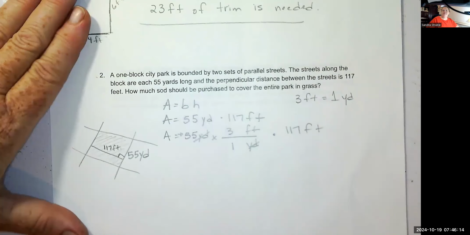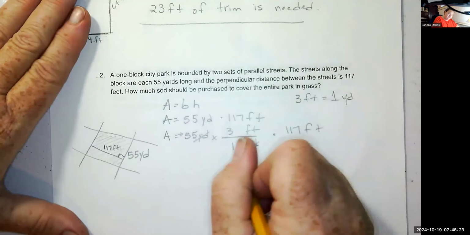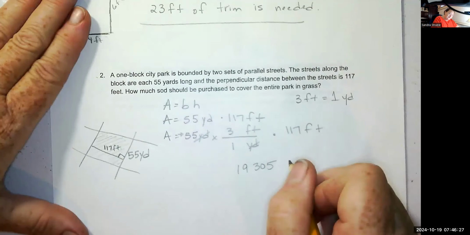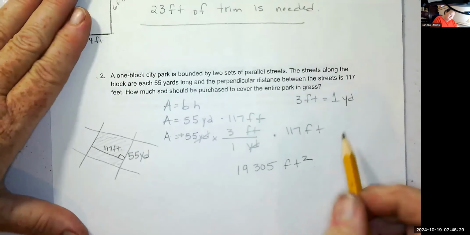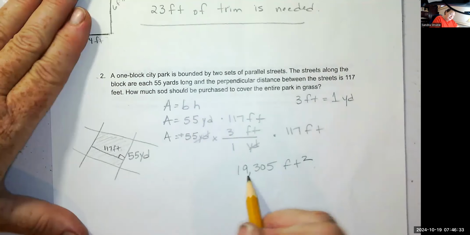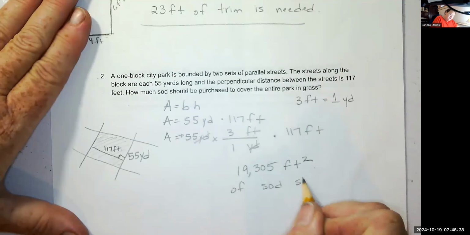So 55 times 3 times 117 is 19,305. Feet times feet is feet squared. How much sod should be purchased to cover the entire park? 19,305 square feet of sod should be purchased.